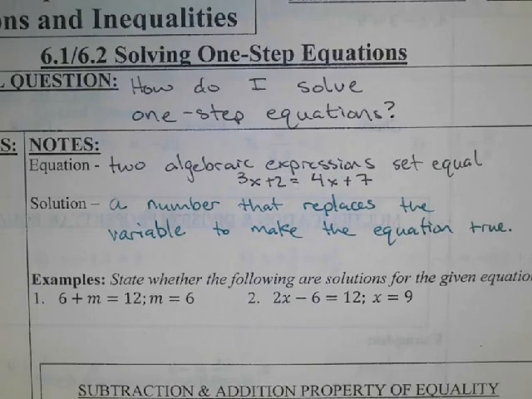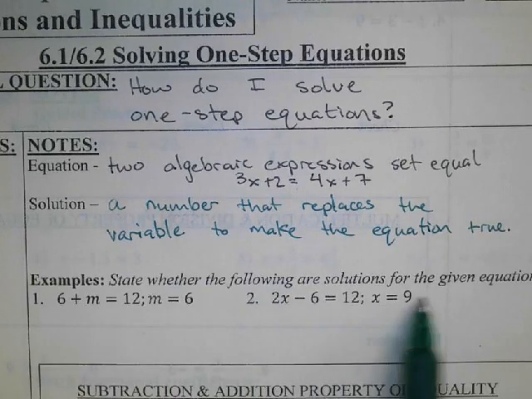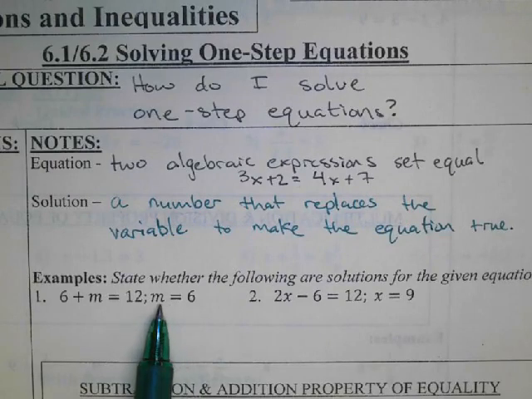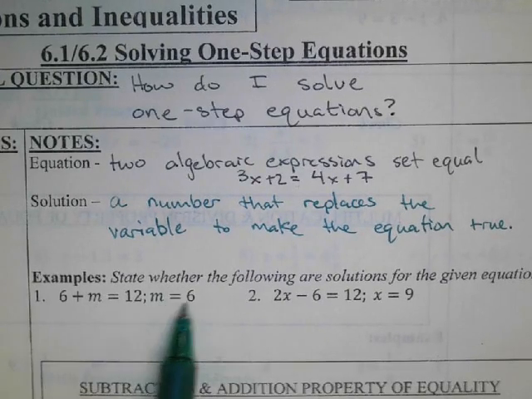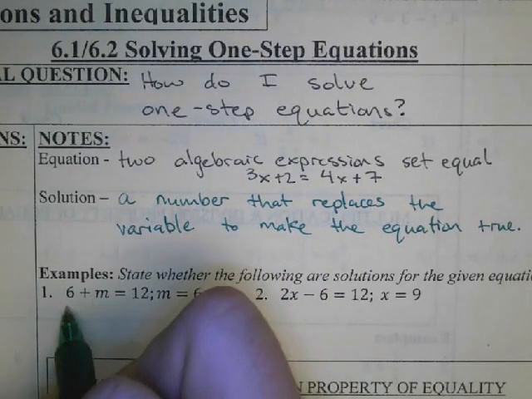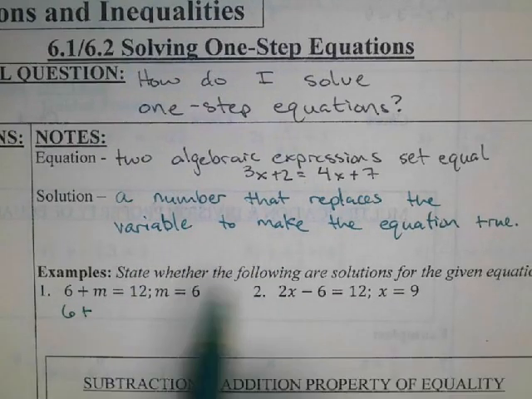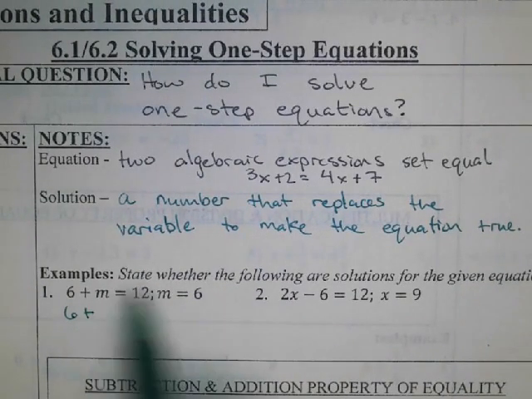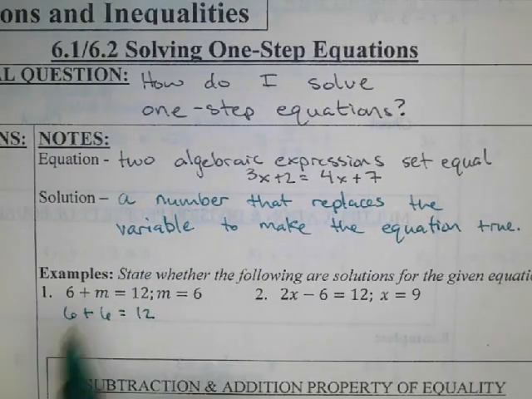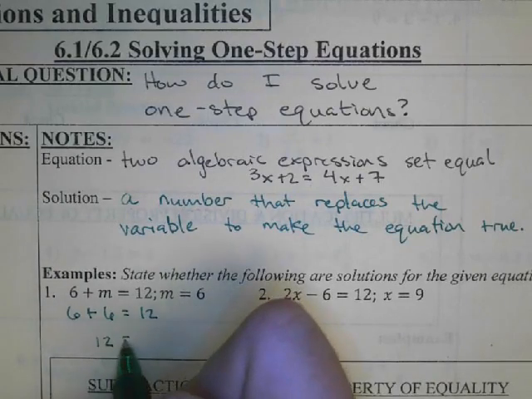So sometimes we're given a possible solution. The question on this one is, state whether the following are solutions for the given equations. Well, we're given a possible solution, and the question we're really asking is, is 6 a solution for m? If I plug in m equals 6, do I get a true statement? Well, let's plug it in and see. If I bring down this 6 and the plus sign, and change this m to a 6, we have 6 plus 6 equals 12.